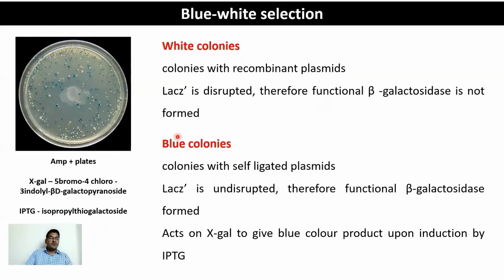And then you have the blue colonies. The blue colonies are the colonies with self-ligated plasmid, where the lacZ prime locus is undisrupted. Therefore, a functional beta-galactosidase is formed upon the combination of the omega fragment from the host and the alpha fragment from the plasmid. This acts on X-Gal to give blue color product upon induction by IPTG, right?